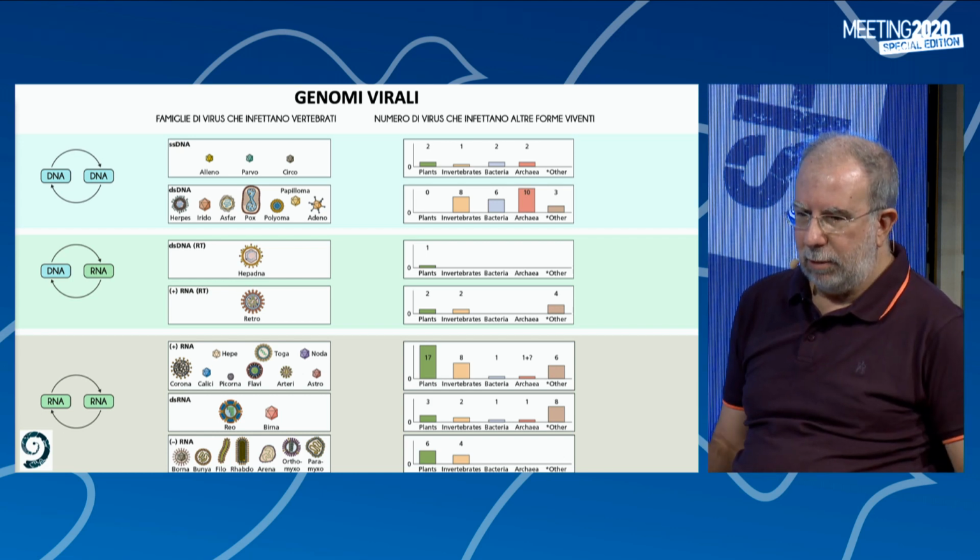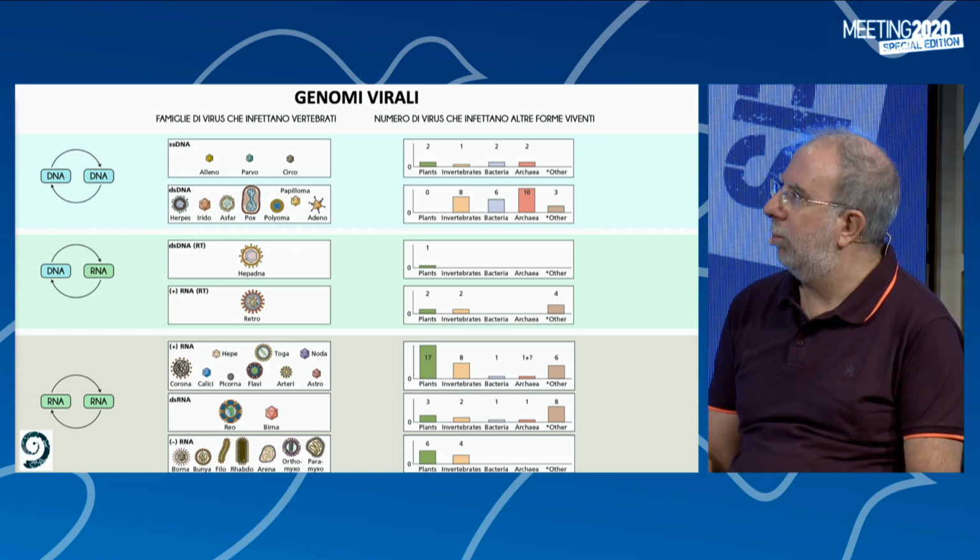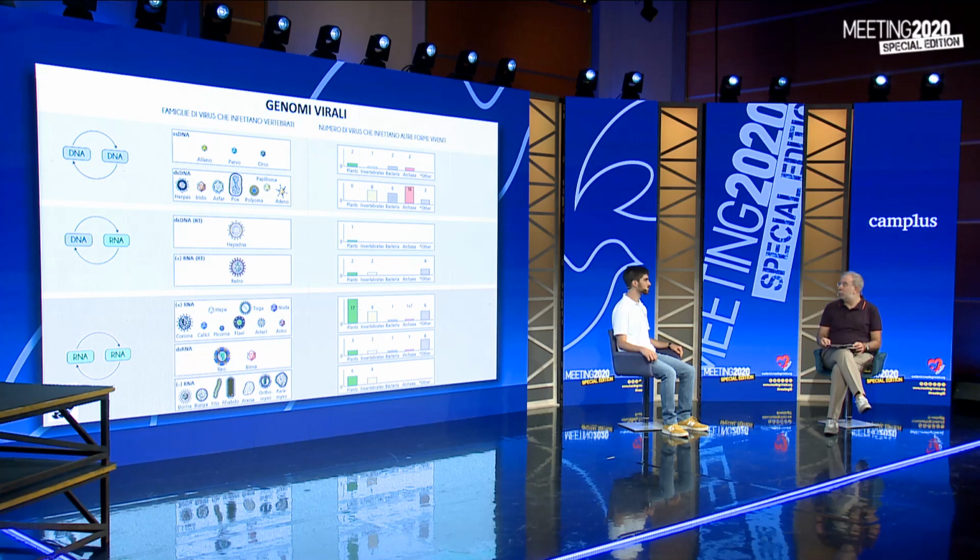A very peculiar case, which I want to mention because this is very important in terms of interaction with man, is retroviruses. Retroviruses are very specific viruses where the genome is an RNA, but the RNA is copied into a DNA to then be transcribed into RNA.